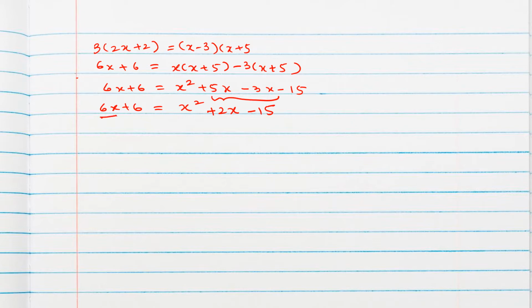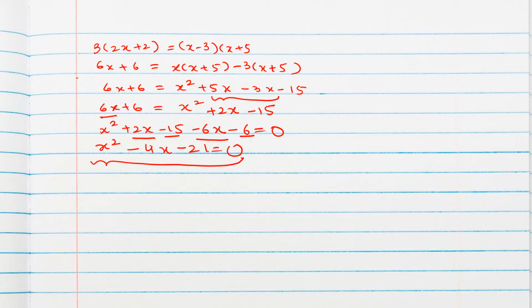Now 6x and 2x are like terms. We will shift these terms to the right hand side, so the sign will change to minus. So see, 2x minus 6x we can write as minus 4x, and minus 15 minus 6 we can write as minus 21, equal to 0. So this is your quadratic equation in standard form, that is ax square plus bx plus c.